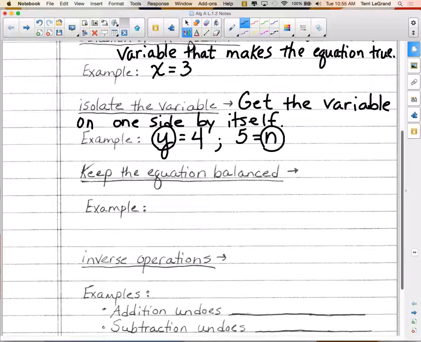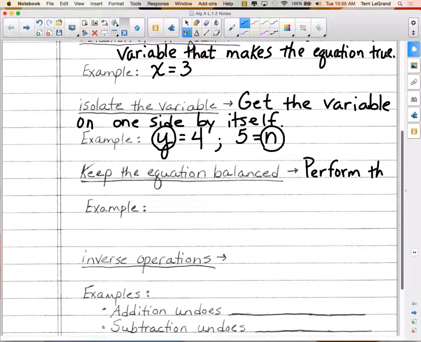Okay. Keep the equation balanced. What's that mean? Give it anti-dizziness pills? So it's got good balance? How do you keep an equation balanced? Preston? Perform the same operation on both sides. Yeah. Perform the same operation on both sides.